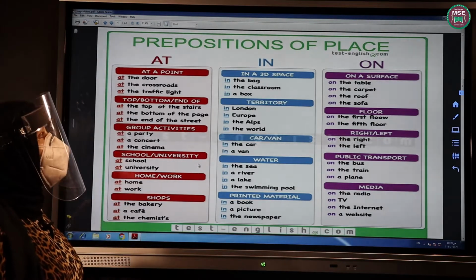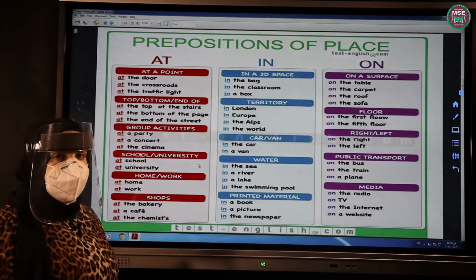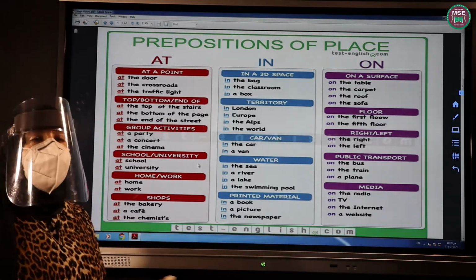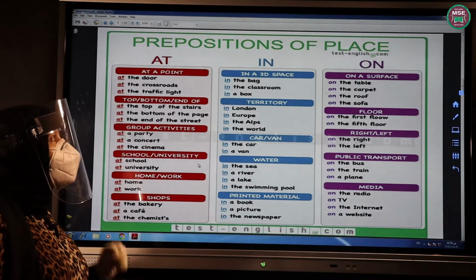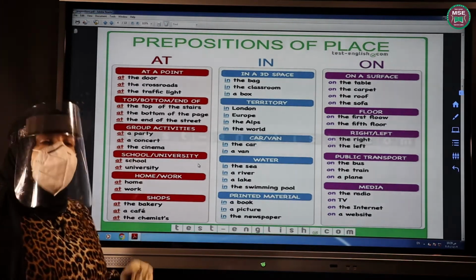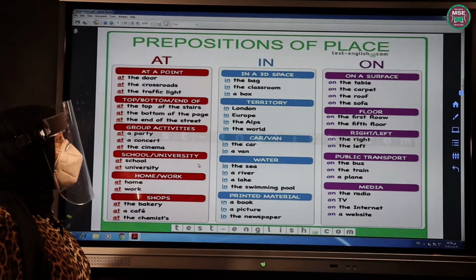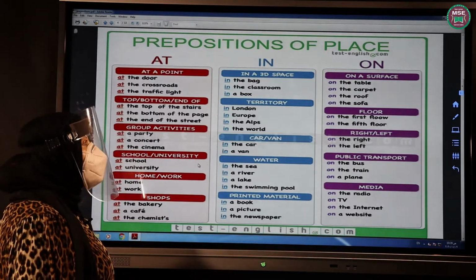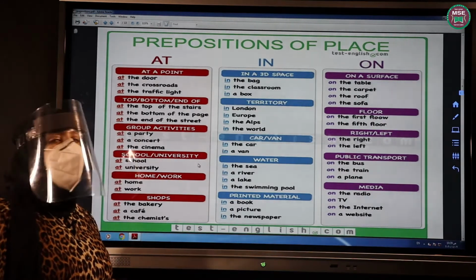Okay, when do I use in? In a 3D space. What's the meaning of a 3D space? It's a big space, 3-dimension, like in the bag. Where exactly in the bag, it doesn't matter. Inside the bag, in the classroom, in a box. To describe a territory, like in London, in Europe, in the Alps, in the world.